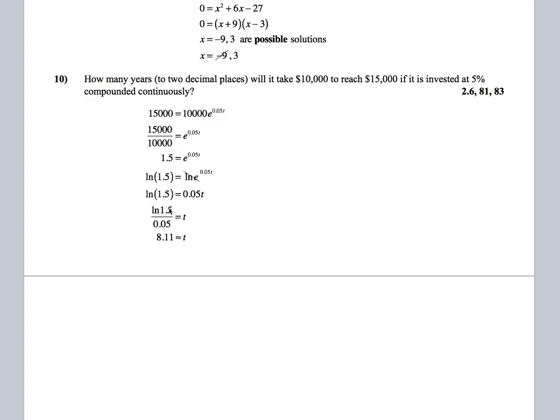And I divide both sides of the equation by 0.05 to get my time t, and that comes out approximately to 8.11 years.